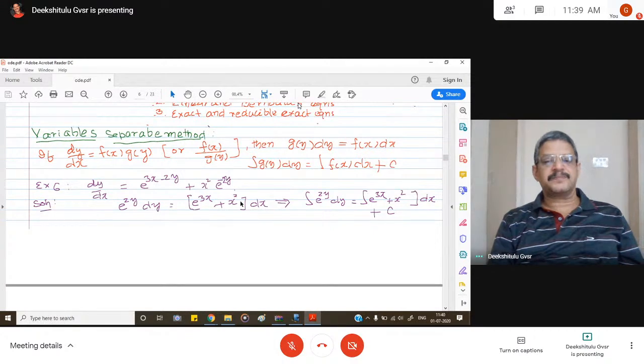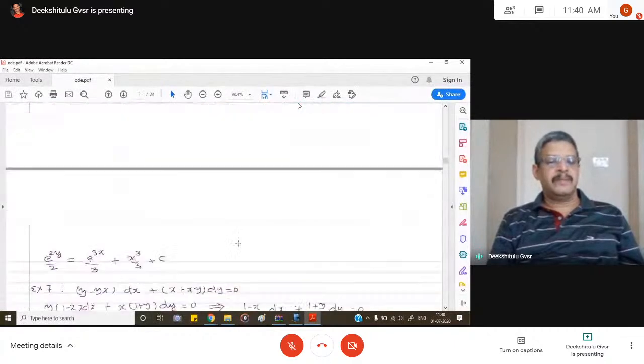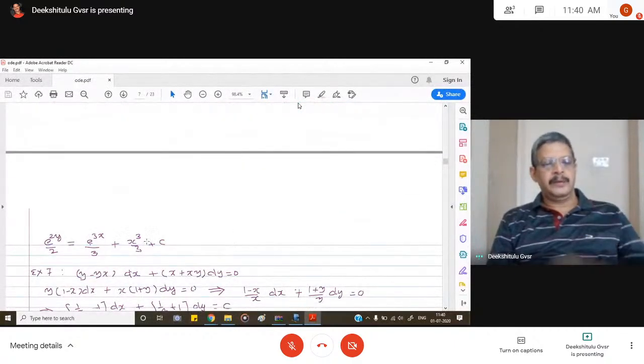So straight away now, if you integrate this, integrate e power 2y dy plus 2 is equal to e power 3x by 3 plus x cube by 3 plus constant. That is your solution. Okay.